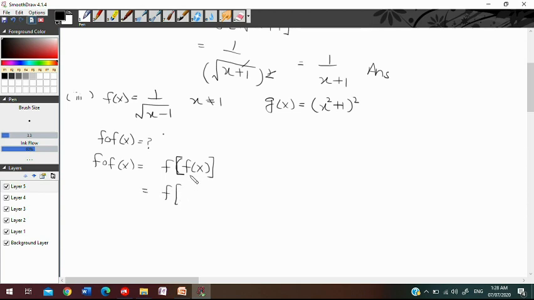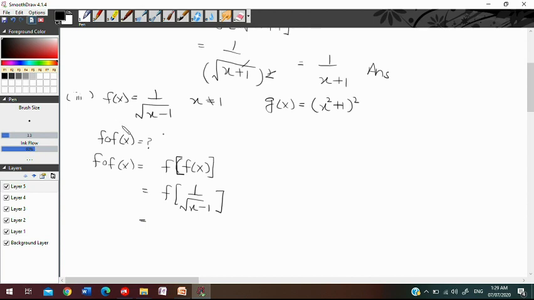Here we write the value of f of x, which is equal to 1 divided by x minus 1. And same, when we substitute any x in this function f, we get 1 divided by x minus 1. But here we have substituted 1 divided by under root x minus 1 in this f. But this f and this f are the same, and they both have the same behavior.